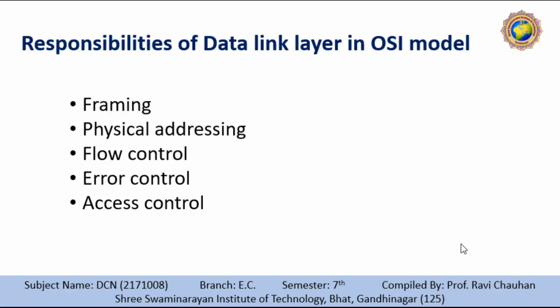Next is access control. When two or more devices are connected to the same link, data link layer protocols are necessary to determine which device has control over the link at any given time. Means, when a shared link is given, at which time a node uses the link and at which time it releases the link for use by another node. So access control is done by the data link layer.